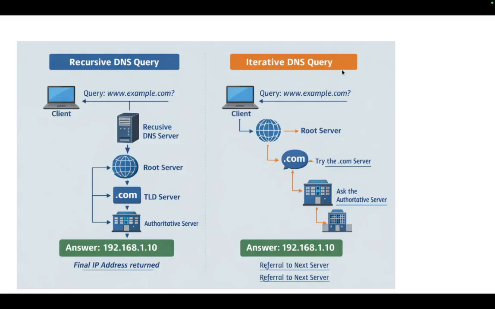Whereas in an iterative DNS query, a query for www.example.com would go to the root server, and the root server will point to the .com server, which would ask for the authoritative DNS server. So the referral to the next server is sent on each part of the request.